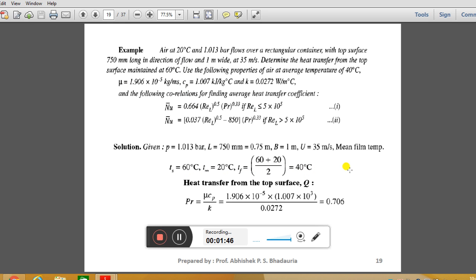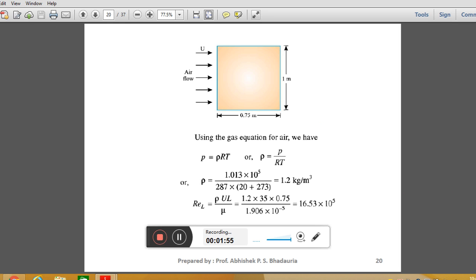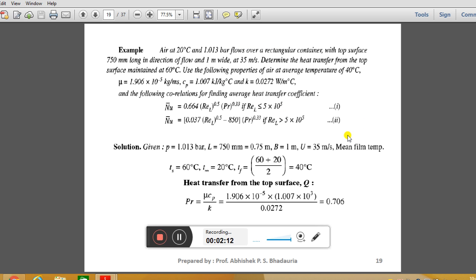Now we have to calculate the heat transfer from the top surface. So how can I find this? Basically, first of all, we need to find the type of flow. So how can I find the type of flow? On the basis of Reynolds number. And then we will use the particular correlation which is given in the problem.